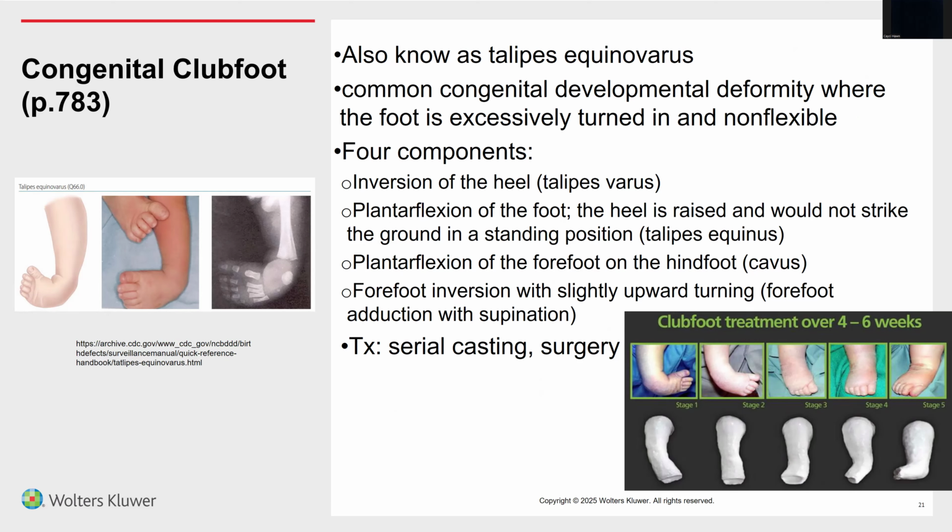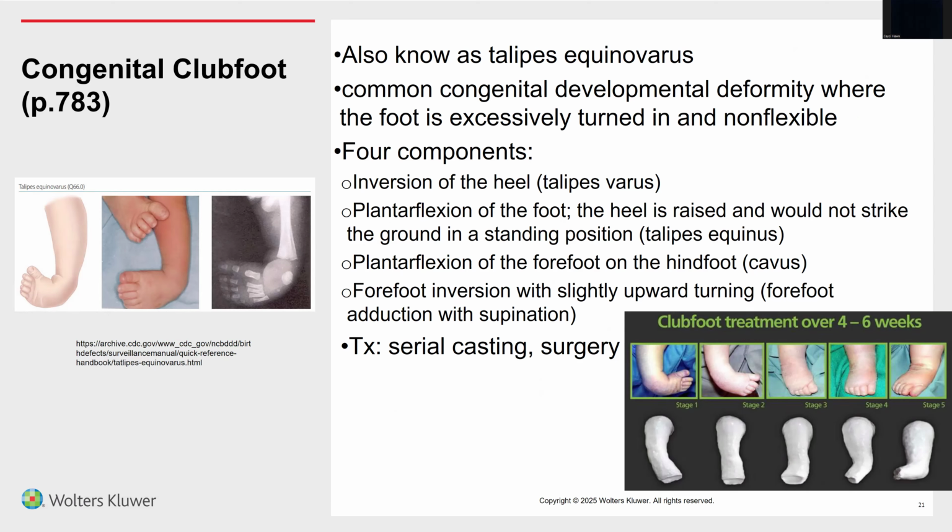So the management of clubfoot needs to begin shortly after birth. Casts are initially changed every 5 to 7 days and are continued to be applied and changed out until the deformity responds and is fully corrected. So you can see in the picture I provided you that this is clubfoot treatment over 4 to 6 weeks, and you can see the progression from the far left at birth all the way till the baby was 4 to 6 weeks of age after having the serial casting done.